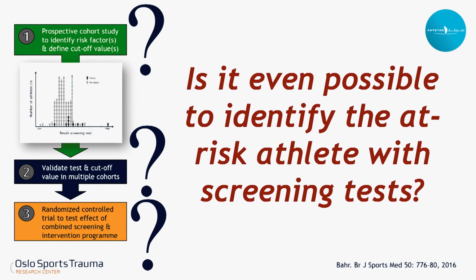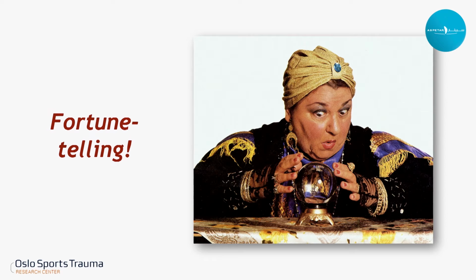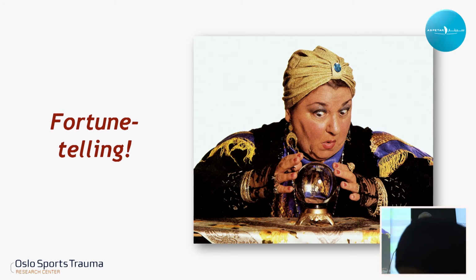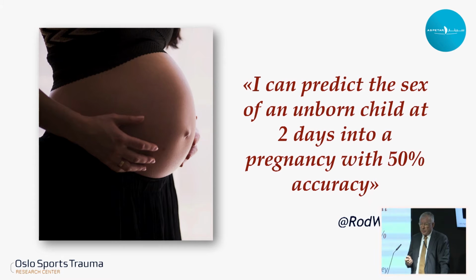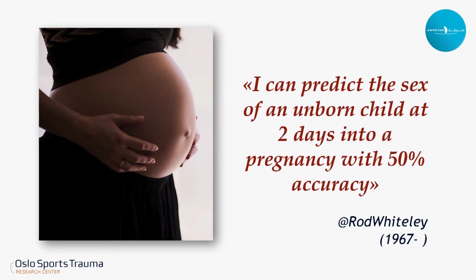Then the next question becomes, is it even possible to identify the athlete at risk with screening tests? All right, so what we're looking at here is advanced fortune telling, right? So the question is, is it a boy or is it a girl, based on a test? And we fortunately have a philosopher here at the hospital as well, who stated at one point that I can predict the sex of an unborn child at 2 days into a pregnancy with 50% accuracy.